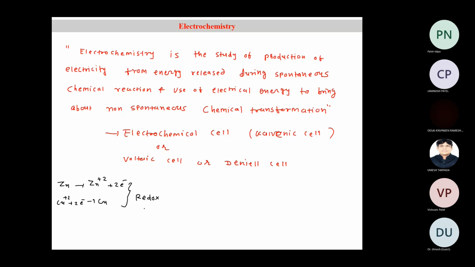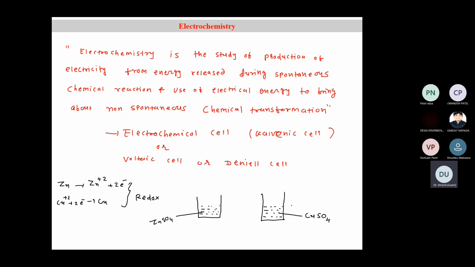In the Daniell cell, there is a container where an aqueous solution is present. This aqueous solution having ions is called electrolyte. Here ZnSO4 solution is there, where Zn plus 2 and SO4 minus 2 ions are present. The other solution is CuSO4, where copper plus 2 and SO4 minus 2 ions are present. This solution is called electrolyte.